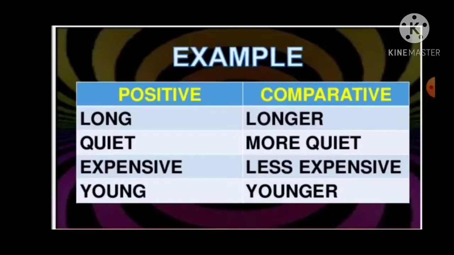See, long, longer. Long is a monosyllabic word, we cannot divide this into 2 parts, so er is added to form the comparative. Quiet, this can be divided, so more quiet. Expansive, you can add less or more because it is a longer word. So you can say less expansive or more expansive also. Next, young. You cannot divide this into 2 parts, so younger.